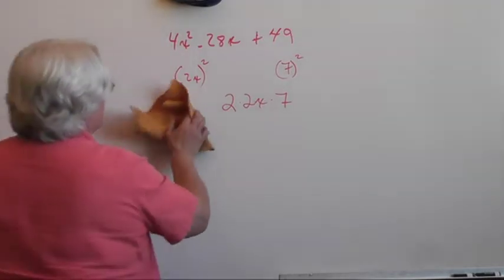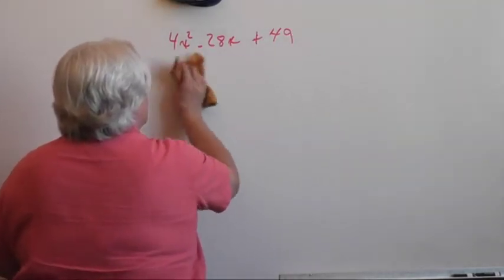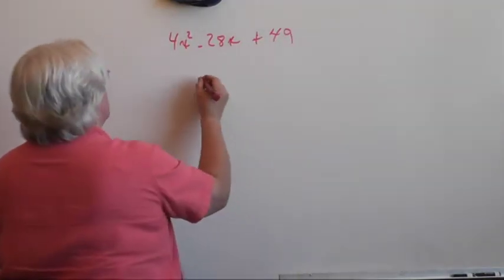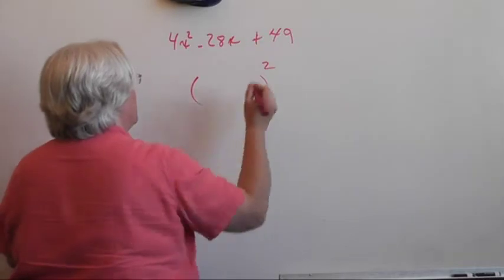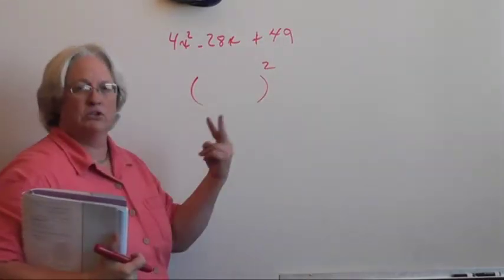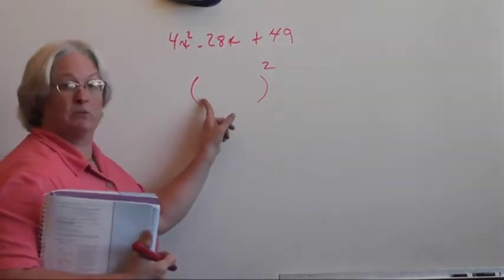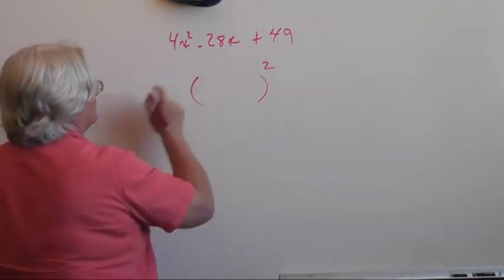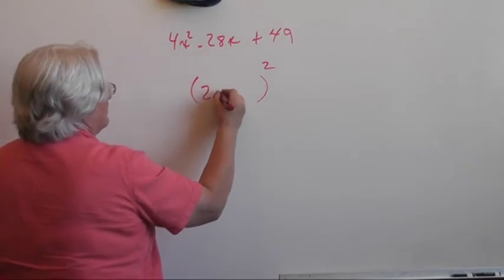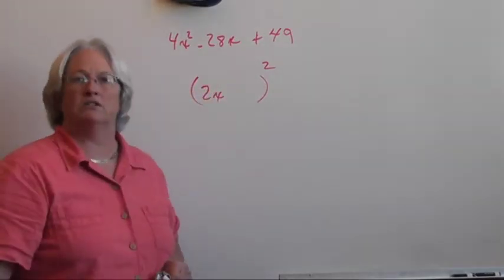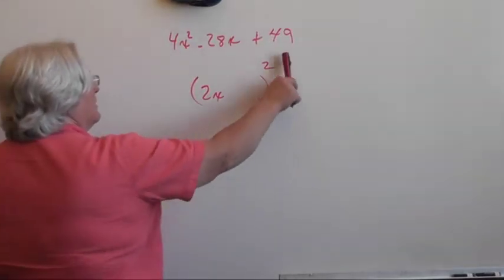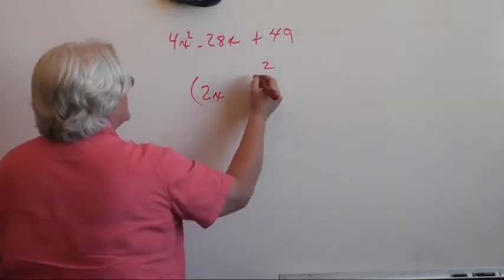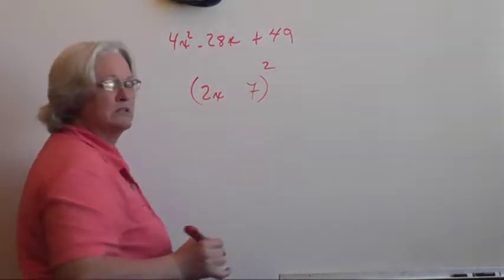So we've identified that this trinomial here is a perfect square trinomial. That means that we have a binomial product that is used twice. The first term of that binomial is the square root of the first term, so the square root of 4x squared is 2x. The second term is the square root of that last term. The square root of 49 is equal to 7.